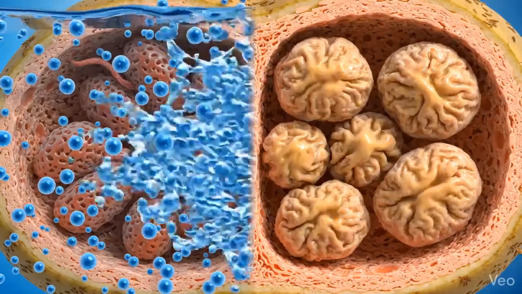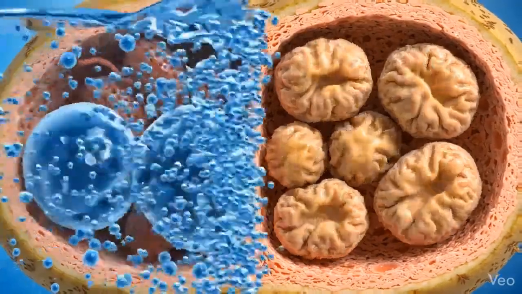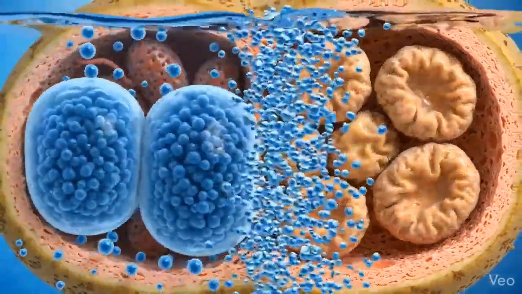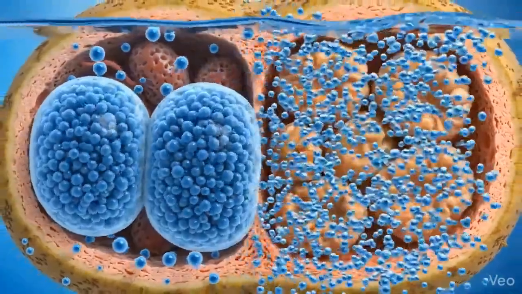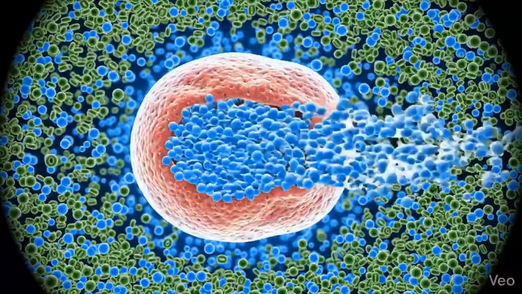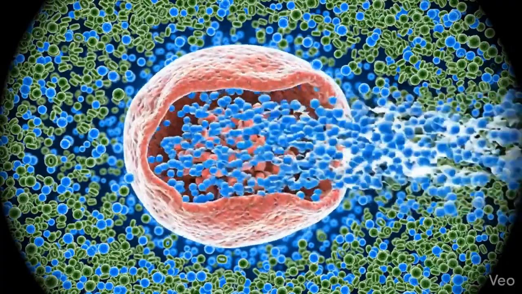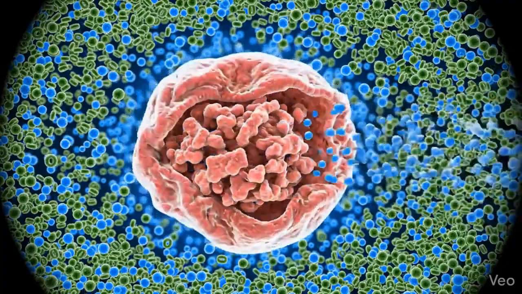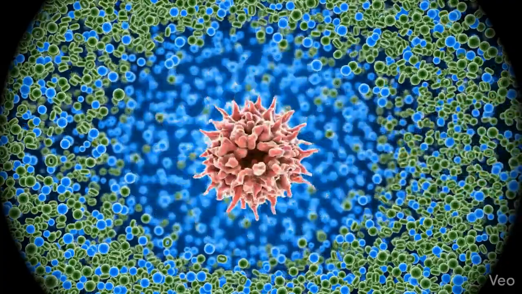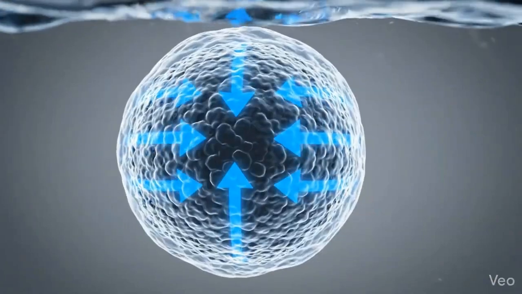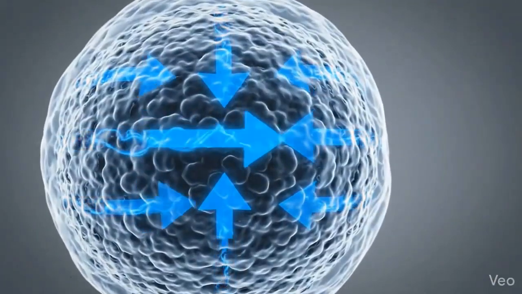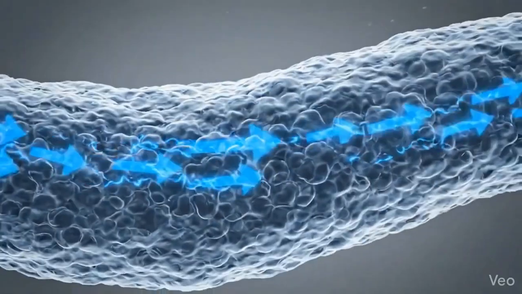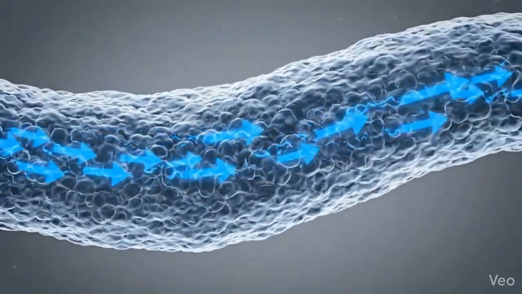The pure water outside is a hypotonic solution. Because it has more water than the inside, water rushes in, swelling the cells. If we reversed it and placed the cell in thick salt water, a hypertonic solution, water would leave the cell, causing it to shrink. And in an isotonic solution, the concentrations are perfectly matched. Water moves in and out evenly, keeping the cell completely stable.